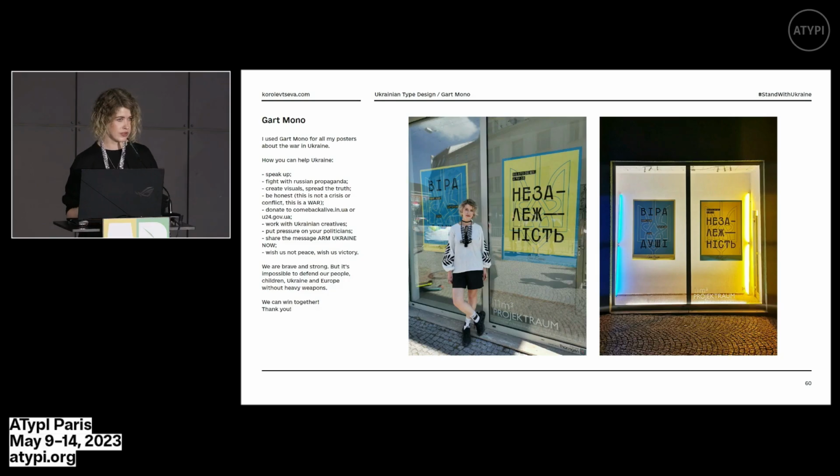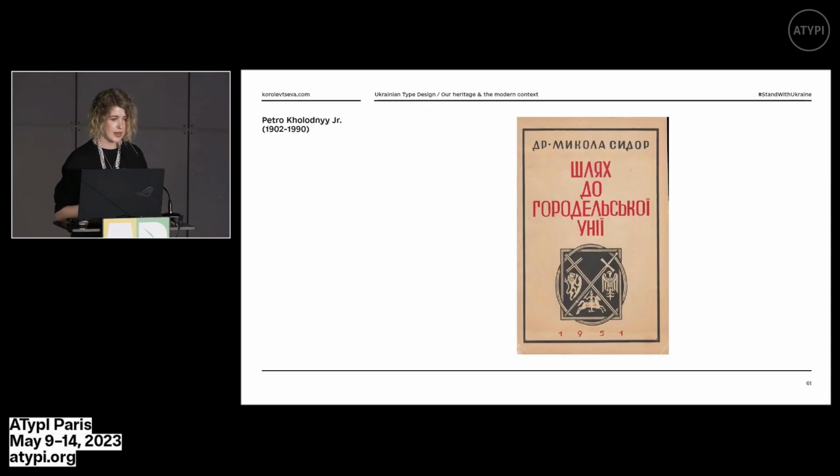And I used Guard Mono for almost all my posters after the beginning of the war, for the posters to support Ukraine, because it was inspired by the book cover Soldiers of My Legion. This typeface has some sharp character, and I created this installation in Weimar in Germany on the Independence Day of Ukraine to support my country.